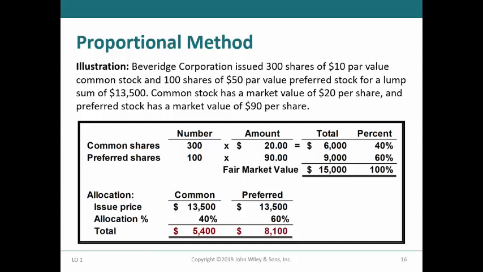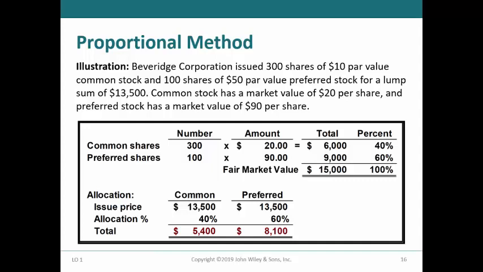The proportional method is based on the weighted average market value for each of the securities. The weighted average market value of the common shares is $6,000, and the weighted average of the preferred shares is $9,000, for a total market value for both of $15,000. The common shares are equal to 40%, and the preferred shares are equal to 60% of the market value.